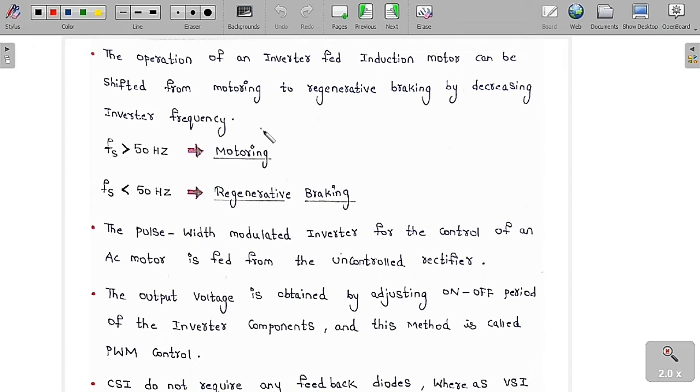So as we give this to the induction motor, we shift from motoring to regenerative braking. Motoring means V0 is positive, I0 is positive, whereas regenerative braking means V0 is positive but I0 is negative. That is the meaning of regenerative braking, by reducing the inverter frequency. For a frequency greater than 50 Hz, it acts like motoring, whereas less than 50 Hz, it acts like regenerative braking. So if Fs, the supply frequency to the induction motor, is greater than 50 Hz, it acts like motoring. If it is lesser than 50 Hz, it acts like regenerative braking.